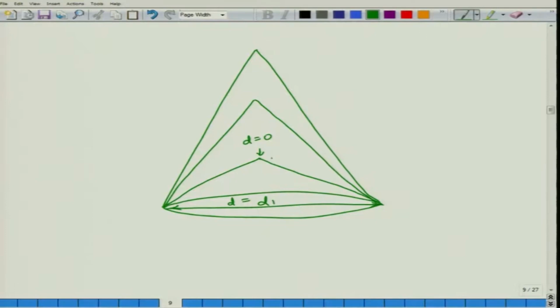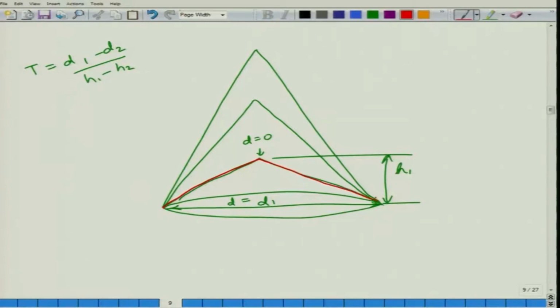Now, consider these heights. In the smallest cone we have a height of h1. The taper would be defined as d1 minus d2 upon h1 minus h2. So, in the case of the bottommost cone, let us take another color. If we are considering this cone, here taper is equal to d1 minus 0 divided by h1 minus h2, which is this height. Let us represent it by a capital H.